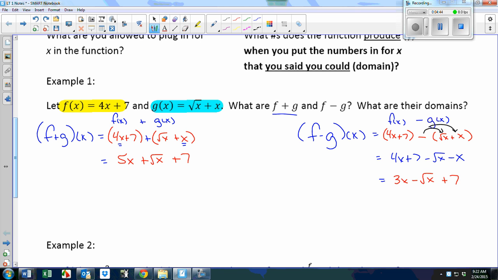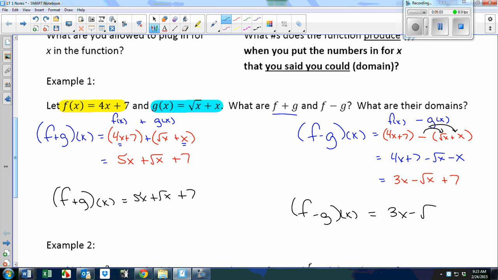It's just an expression. You have rewritten and found the new function f plus g of x, and it is 5x plus the square root of x plus 7. You wrote a new function. And over here, you wrote a new function for f minus g of x, and it's 3x minus the square root of x plus 7.